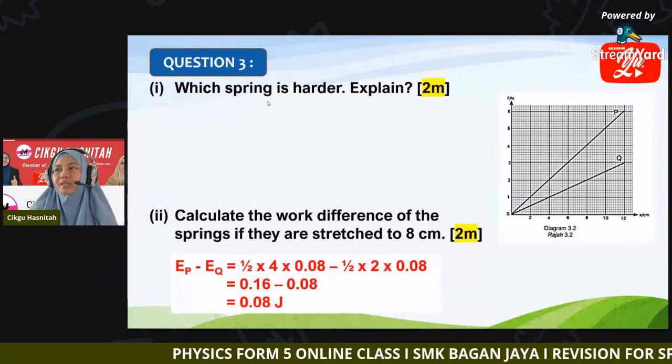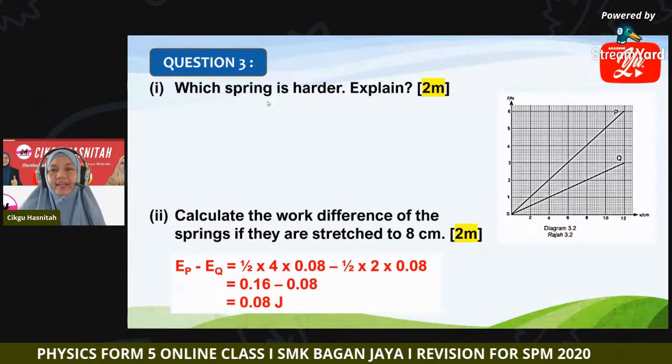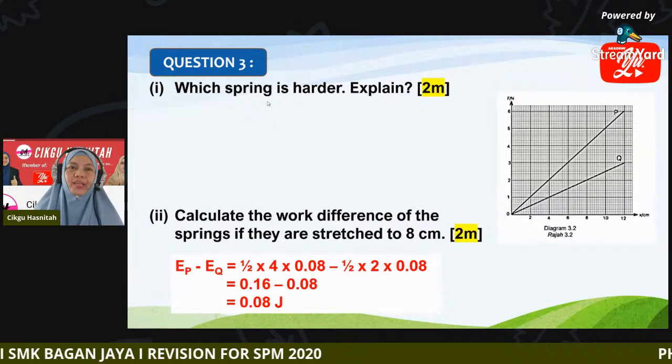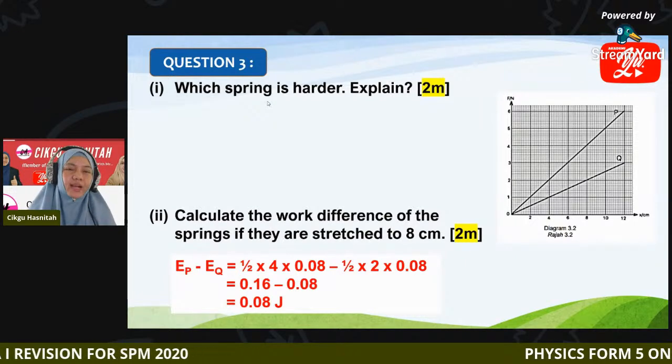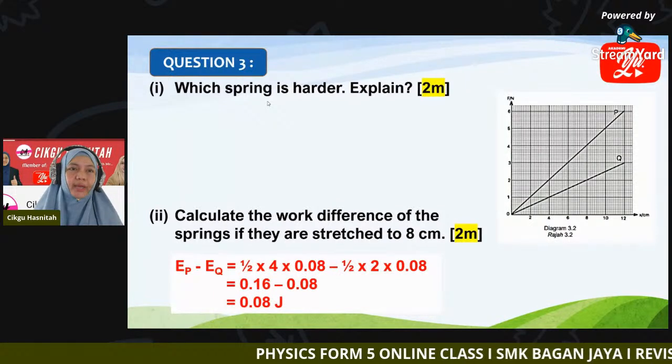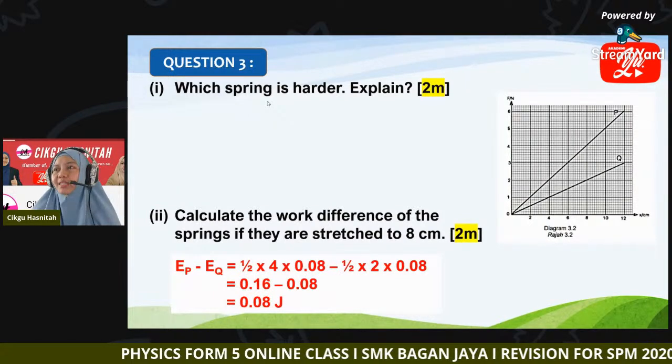What do you say, P or Q is harder? And then why you say so? If you say P, why? Why P is harder? If you say Q, state your reason why you choose Q. So which one is harder?